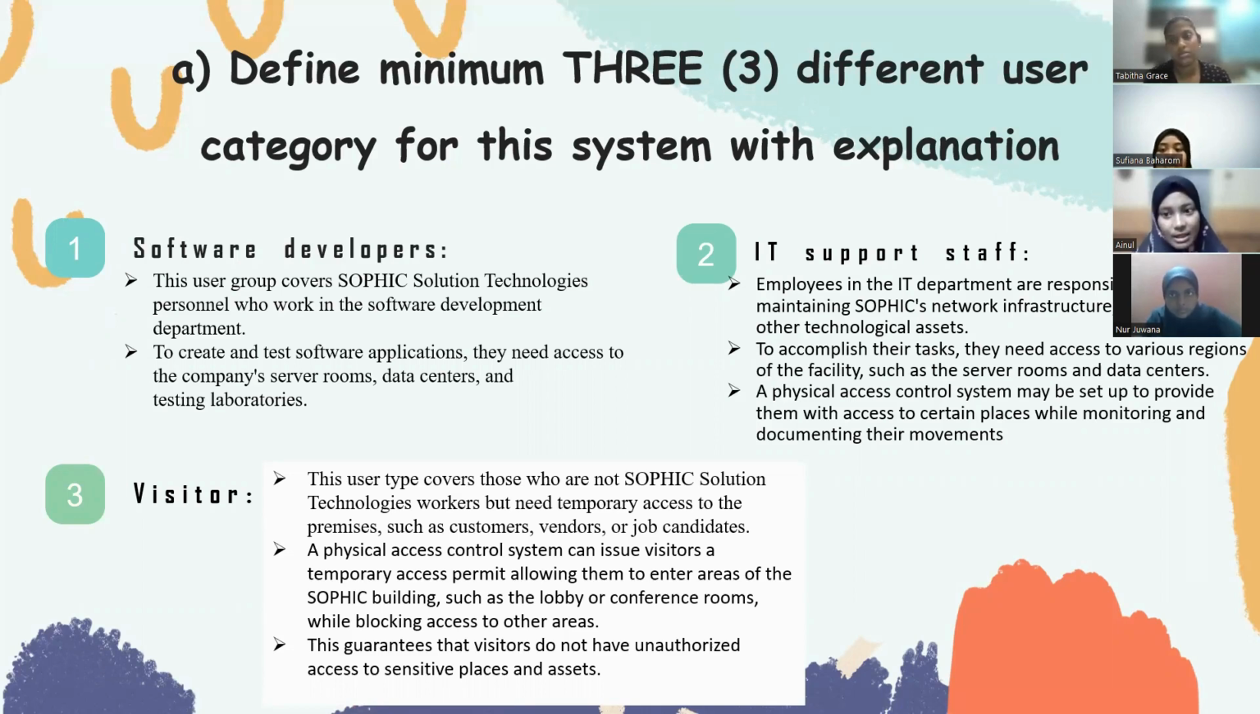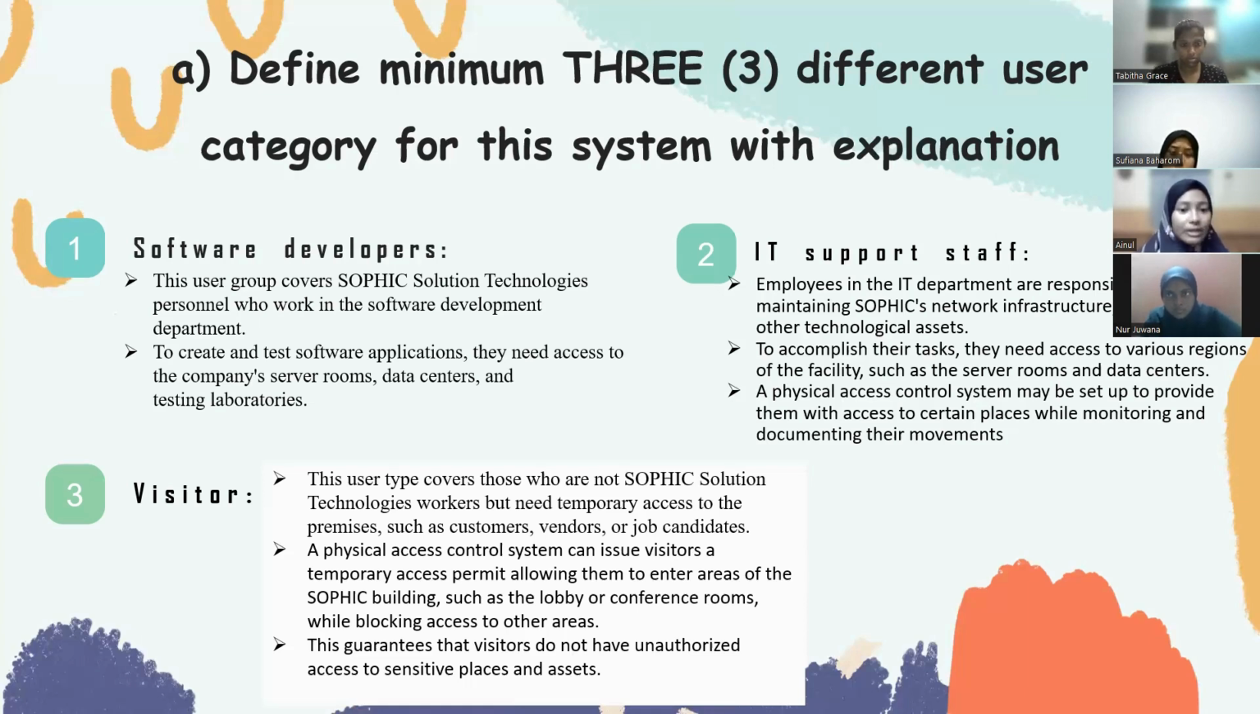Employees in the IT department are responsible for maintaining Sofix network infrastructure, servers, and other technological assets. To accomplish their tasks, they need access to various regions of the facility, such as the server rooms and data centers. A physical access control system may be set up to provide them with access to certain places while monitoring and documenting their movement. Third one is visitor.